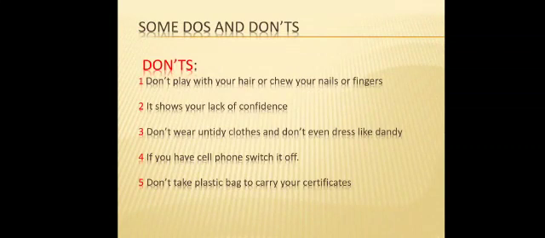Don't wear untidy clothes and don't even dress like a dandy. This is also very important, because I told you already that your dress must be formal. It must be effective but with color. I am not compelling that your dress should be a new one. It can be old or new, that doesn't matter, but it must be properly washed and pressed. Shoes must be polished. Proper care must be taken, and it must actually be formal dress.